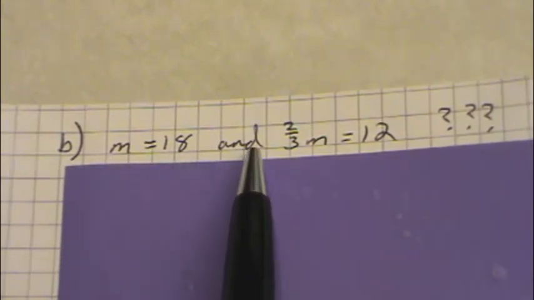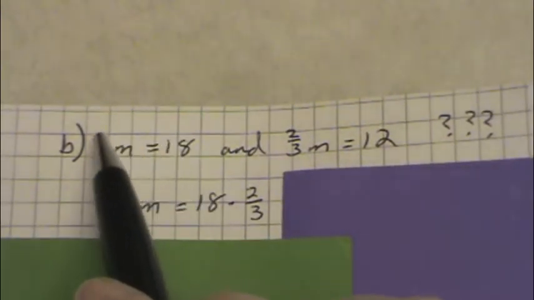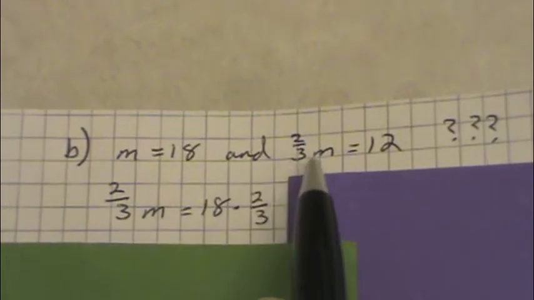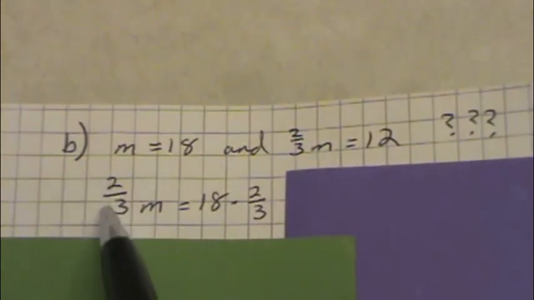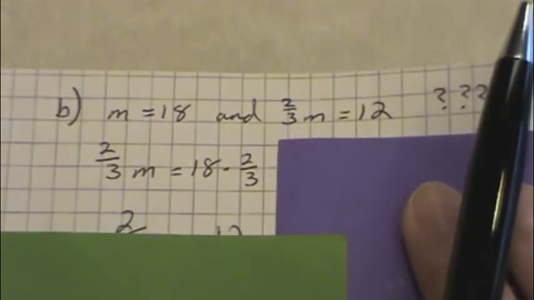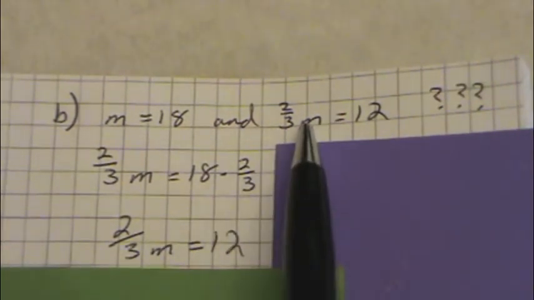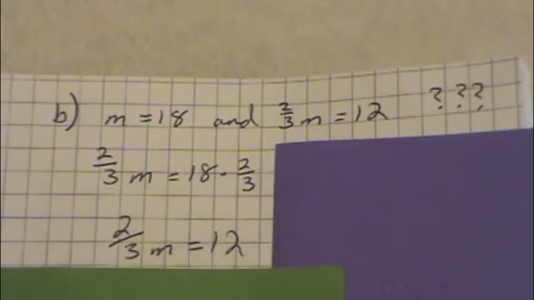Are these two equations equivalent? Is m equal to 18 and 2/3 m equal to 12? How are you going to prove it? There are actually a couple ways to do it. One way is just to take this equation and turn it into this equation by multiplying both sides times 2/3. 2/3 of m equals 18 and 2/3. Simplify over here. 2/3 m equals 12. Those match up exactly. They must be equivalent equations.